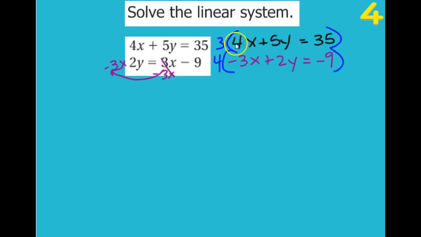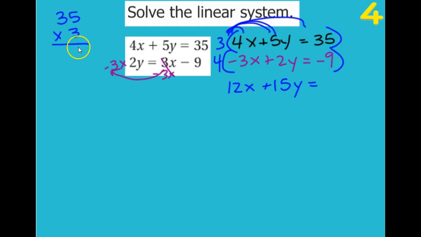So I multiplied this by 3 to get +12 and this by 4 to get -12. Let's multiply all the top ones first. 3 times 4 is 12x. 3 times 5 is 15, so 15y. And 3 times 35, if you're not sure, you can multiply 35 times 3. Well, 5 times 3 is 15, so 1, 5. 3 times 3 is 9, plus 1 more is 10. Should be 105.